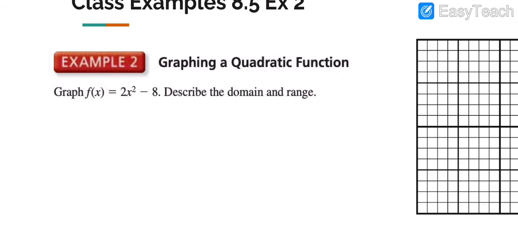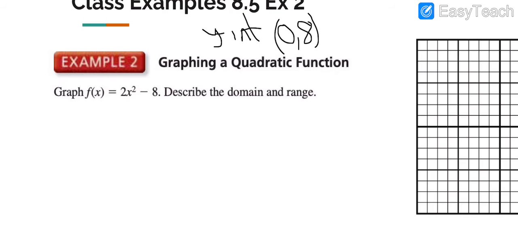For our next one here, we already know a few things about this. We know that our y-intercept is negative 8, so we know that negative 8 is one of our pieces. We also know that 2 is our a value, so it's going to be increasing. So again, our y-intercept is (0, negative 8), and we know it's increasing.